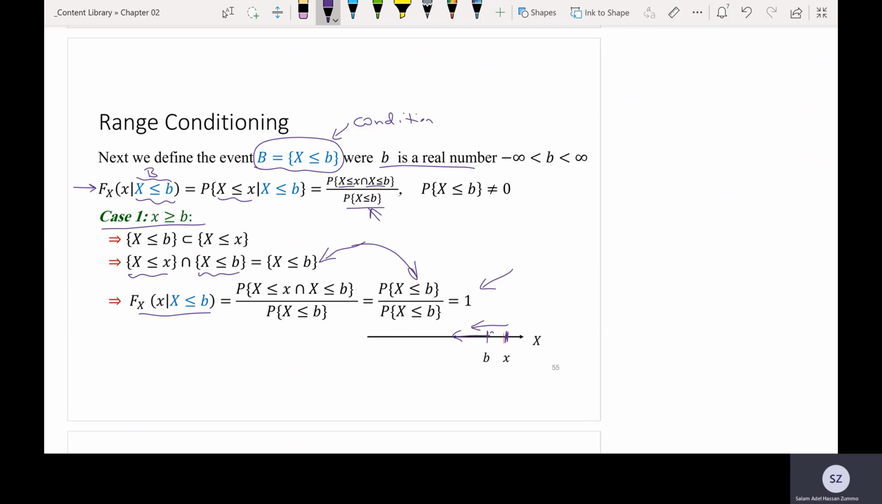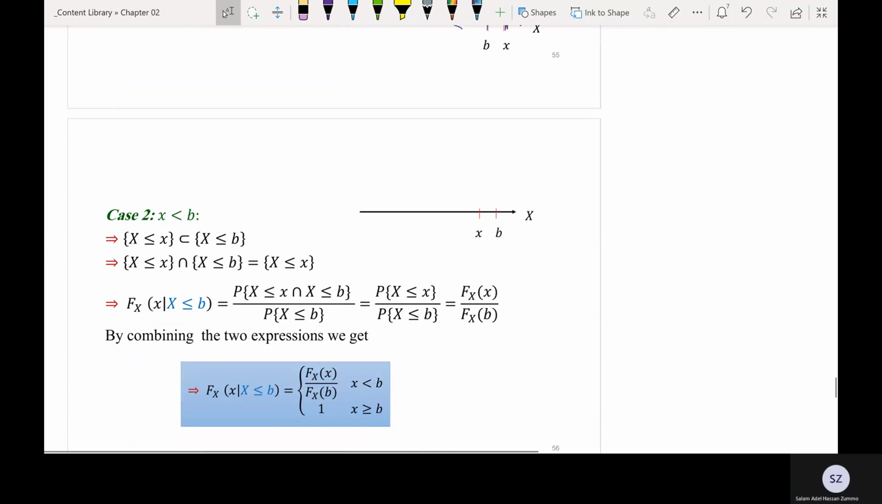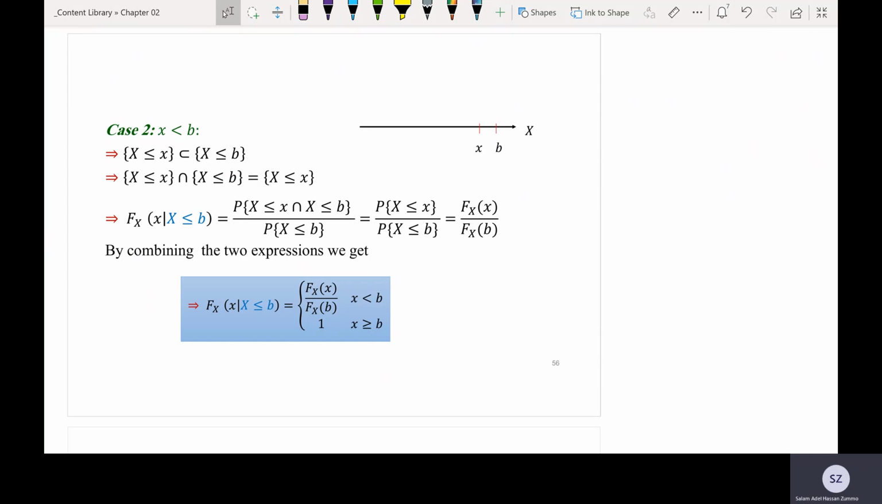This is in the case that B is less than x. Now, the second case happens the opposite, when B is larger than x. Now, when B is larger than x, this is x. The event X less than or equal to x is a subset of X less than B. Clear? This is a subset of X less than B. And hence the intersection becomes X less than or equal to x. This is the intersection.